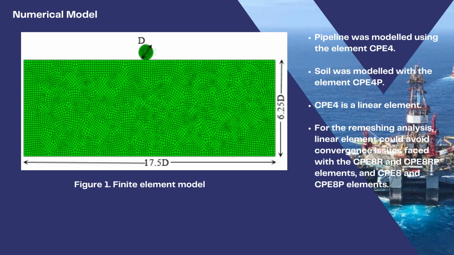This is the numerical model. The pipeline penetration is started from the ground surface. The pipeline is modeled using CPE4, that means plane strain 4-node elements, and the soil was modeled using the same element with pore pressure degrees of freedom at the corner nodes. We have not used nonlinear elements because convergence is a problem when we use CPE8R and CPE8RP elements.